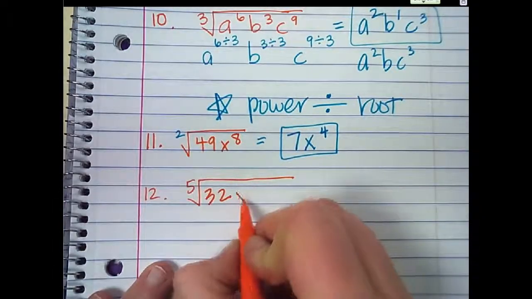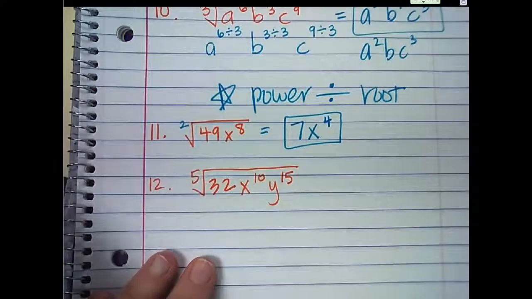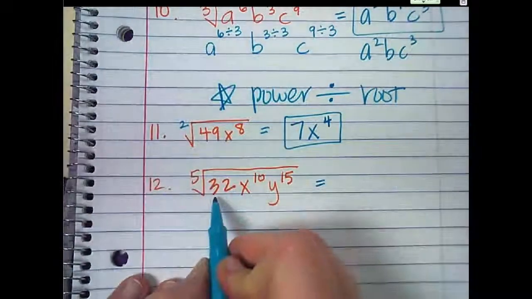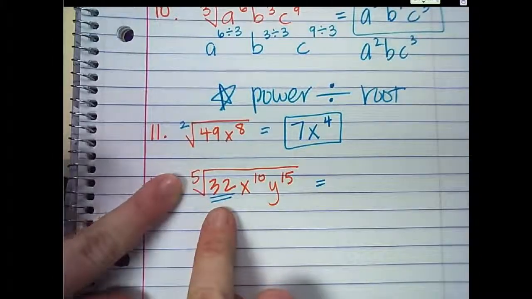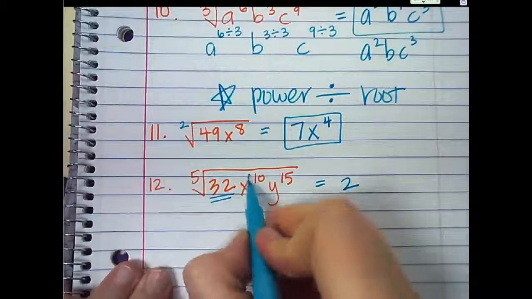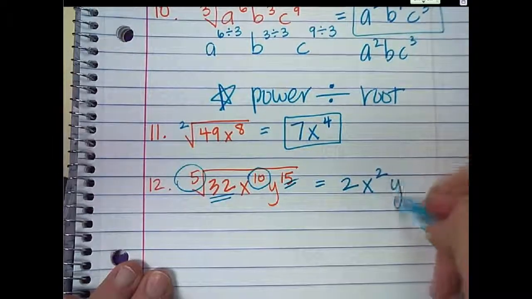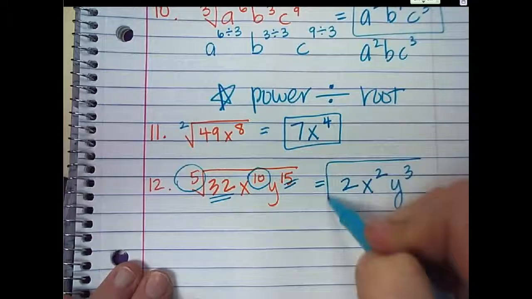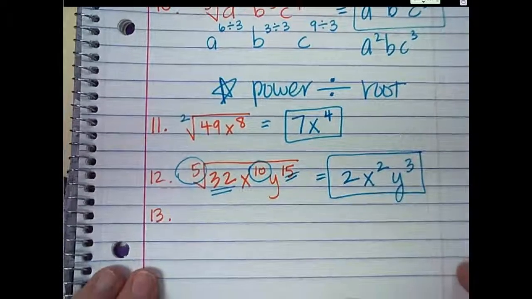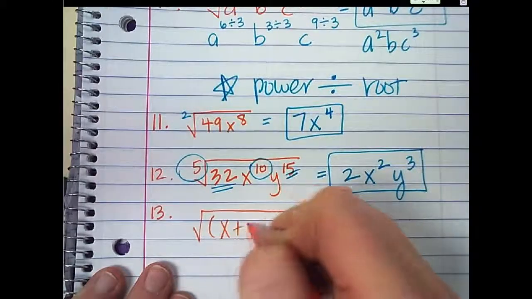Okay, number 12. 5th root of 32 x to the 10, y to the 15. So just do one piece at a time. What's the 5th root of 32? 2. Yeah, I put it right here. And then you're dividing here: 10 divided by 5, x squared, and 15 divided by 5 is 3. Easy? Don't lie. It's easy. I told you it's a little harder, so I don't lie to you. This is easy.